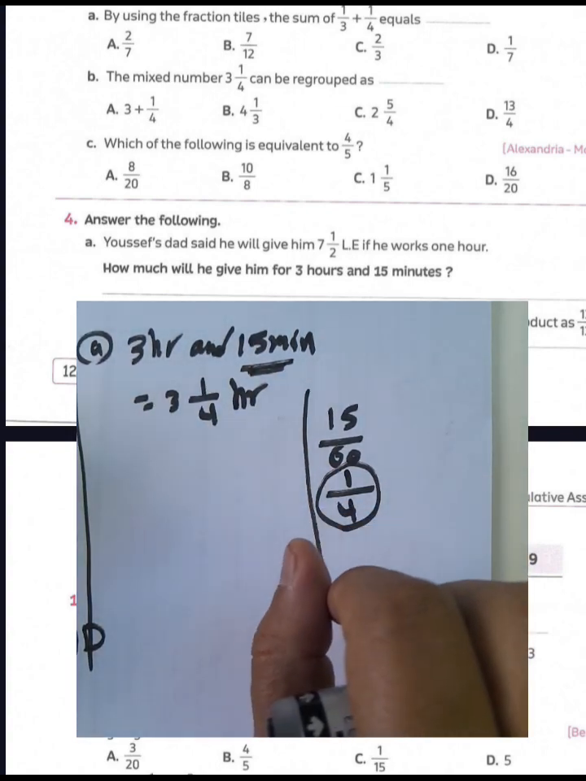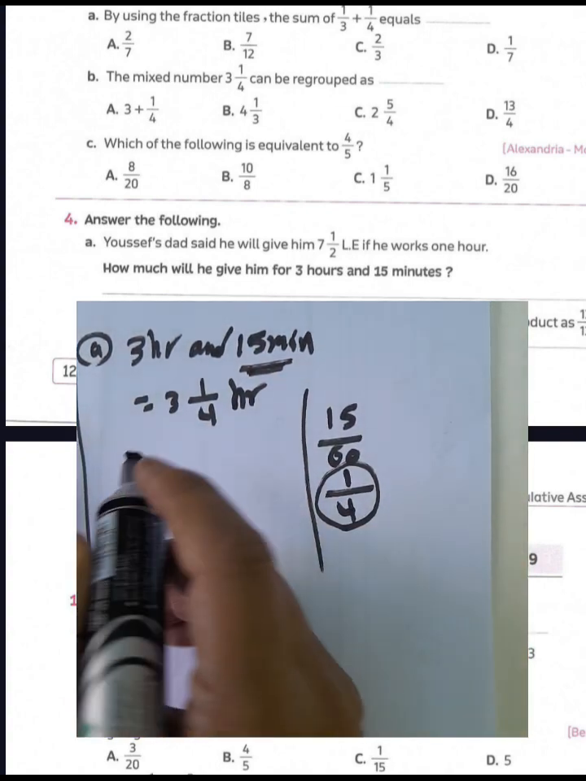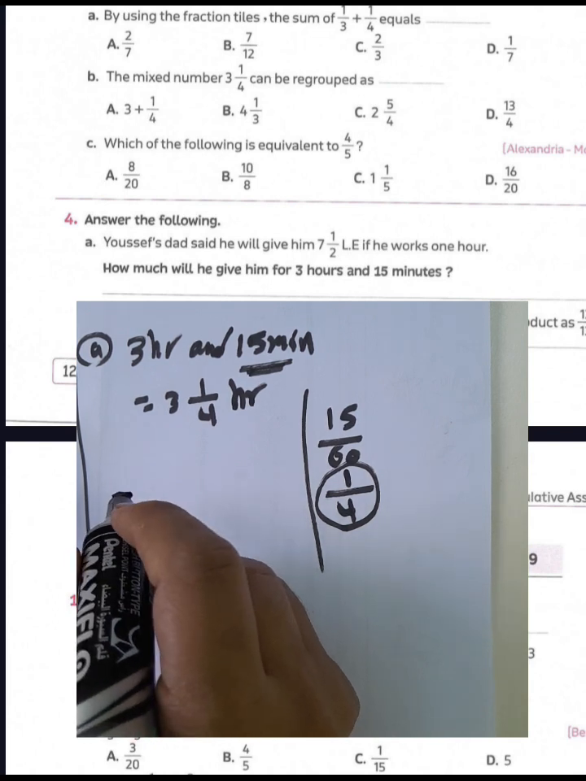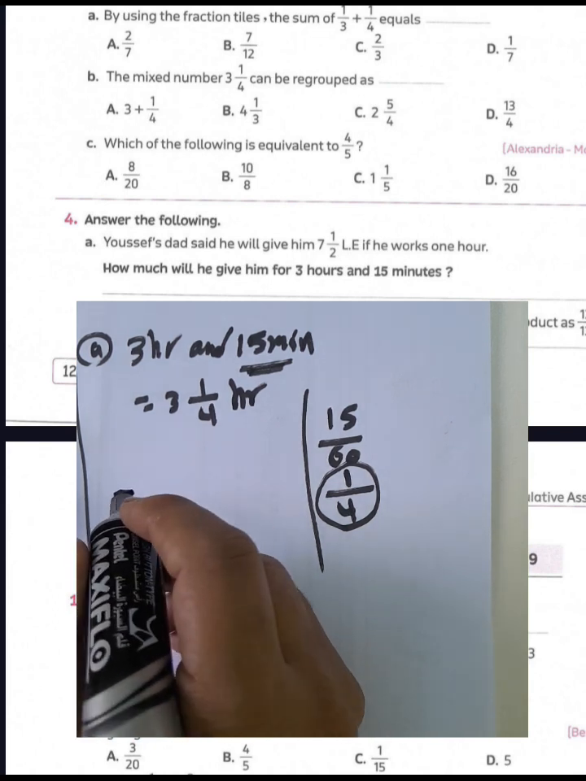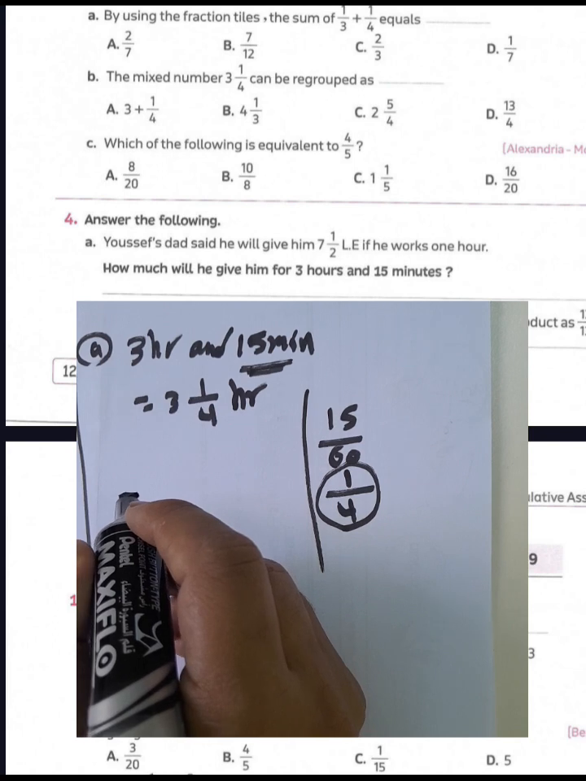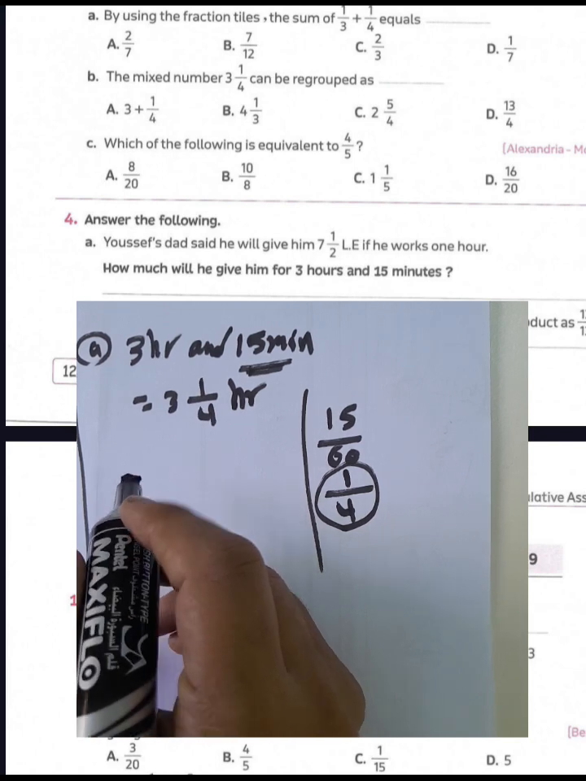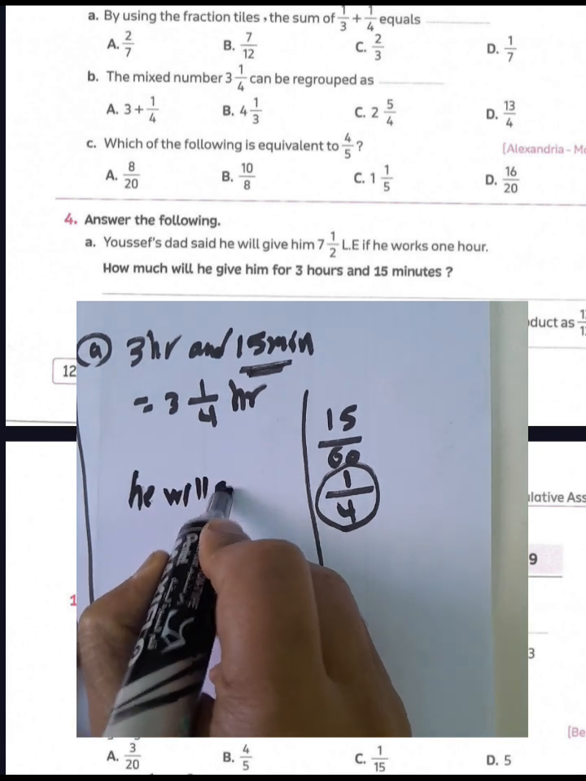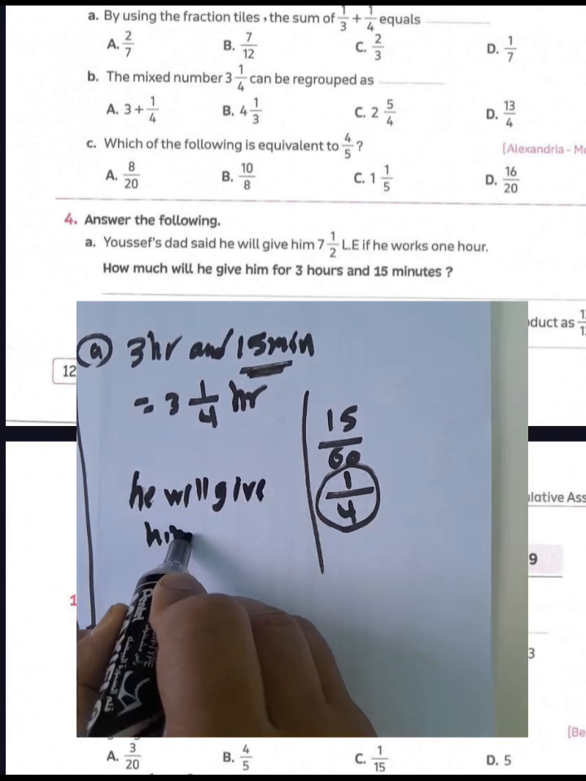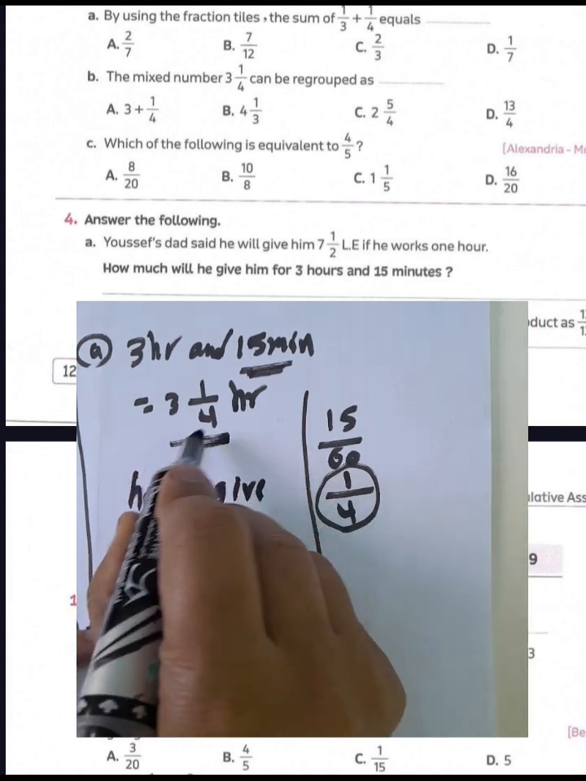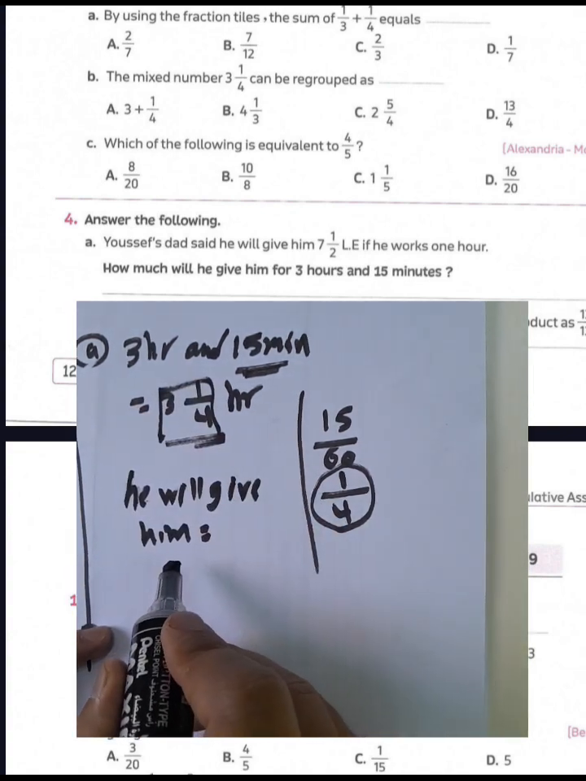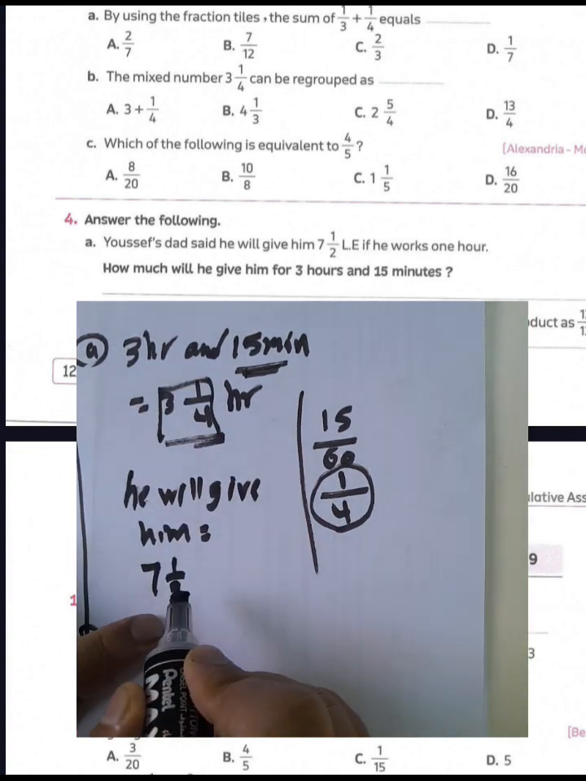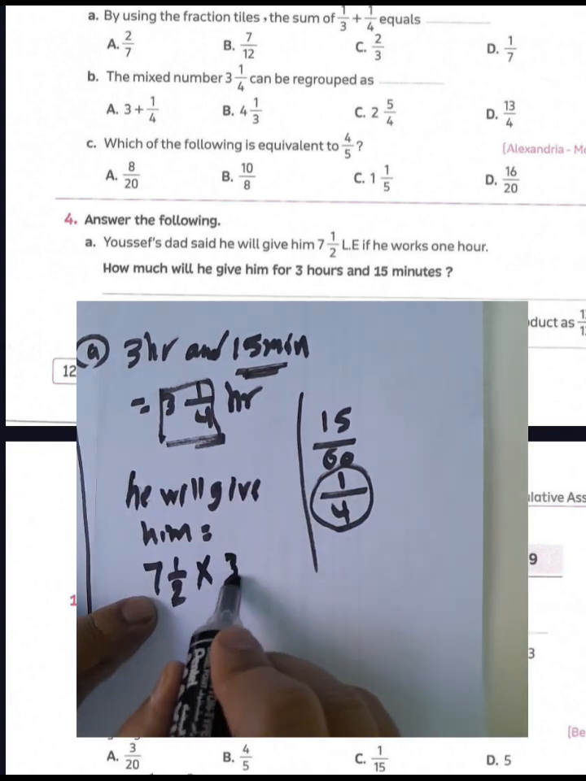Then we can find the total amount of money. What is the money, or how much will his father give him for 3 hours and 15 minutes? He will give him the product between the money in 1 hour, 7.5. He will give him 7.5 Egyptian lira in 1 hour. He worked 3 and 1/4 hours.